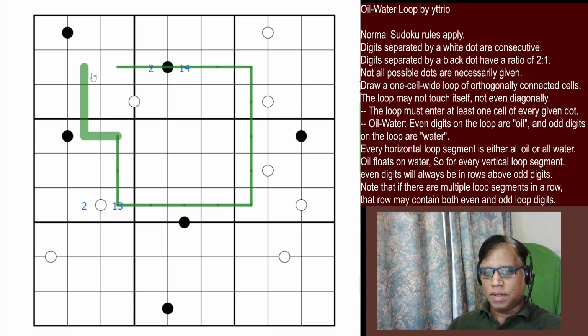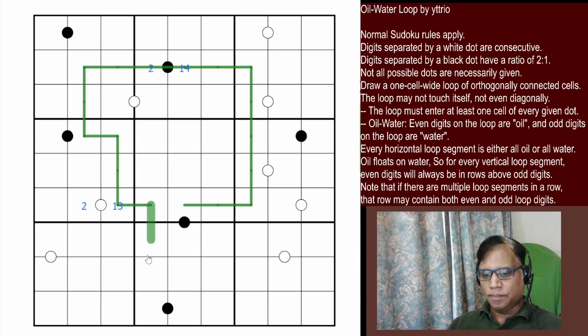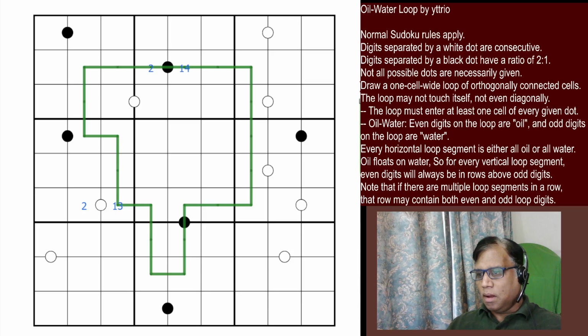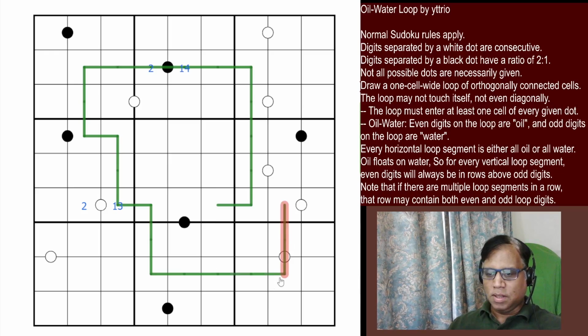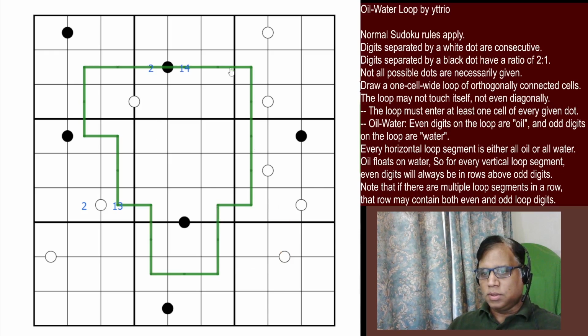Let's give some variations in this loop. What is this loop doing? The loop may not touch itself, not even diagonally. So this is not correct. The loop must not touch itself. So it could be something like this. This is fine, right? Now this loop, for example, cannot do something like this, which touches itself here. So that's not allowed. So this is a valid loop. The loop must enter at least one cell of every given dot, right? So whatever dots we are given, the loop must enter at least one cell of those. I think that's pretty much clear.